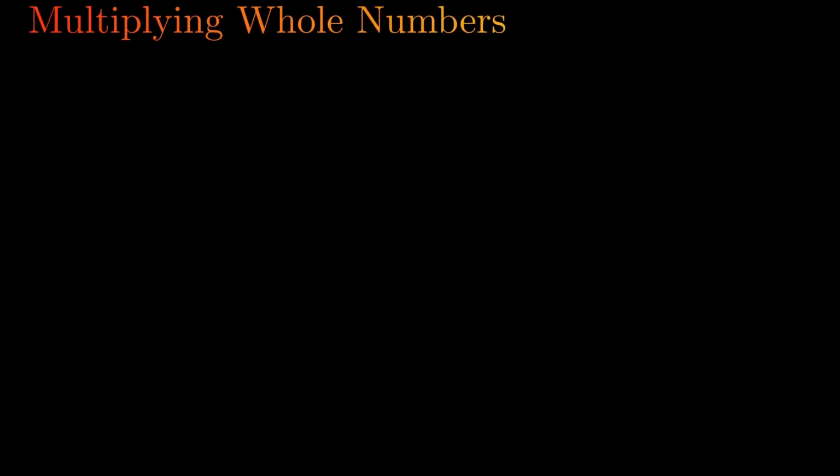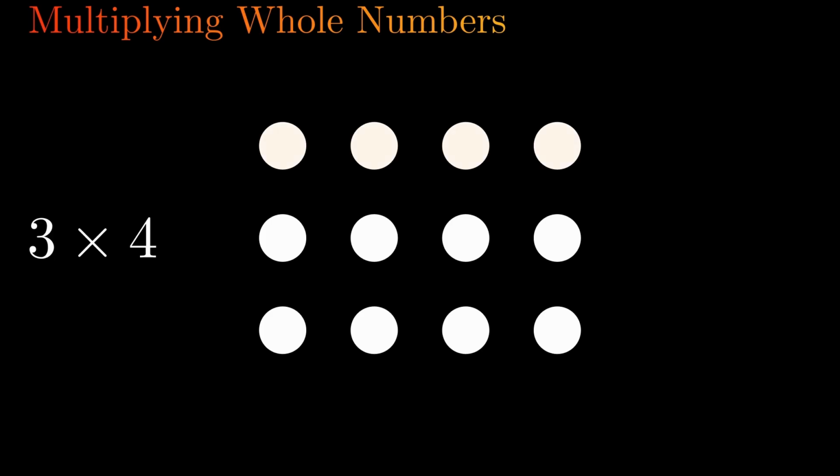At its core, multiplication is just repeated addition. Think of 3 times 4. This is just a fast way of saying 3 groups of 4. That's 4 plus 4 plus 4, which totals 12. So 3 times 4 is 12.